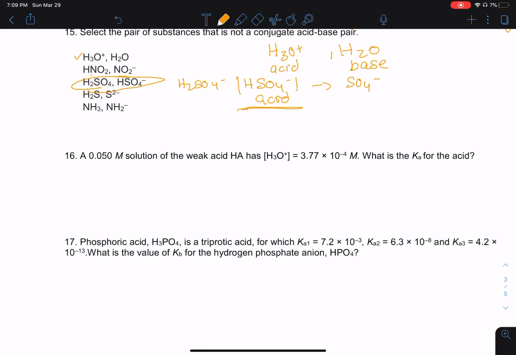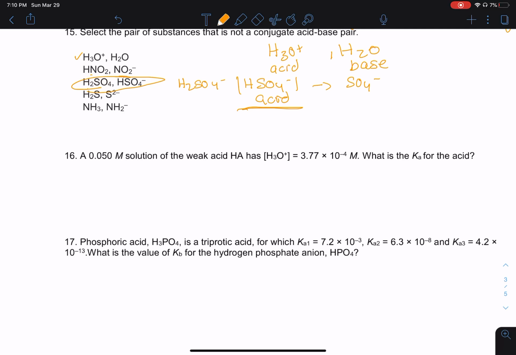Okay. So, a 0.05 molar solution of the weak acid HA has a concentration of H3O plus of 3.77 times 10 to the negative 4. What is the Ka for the acid?